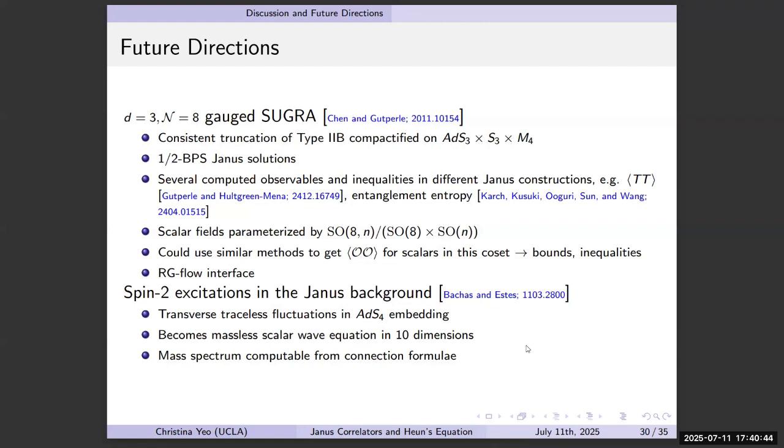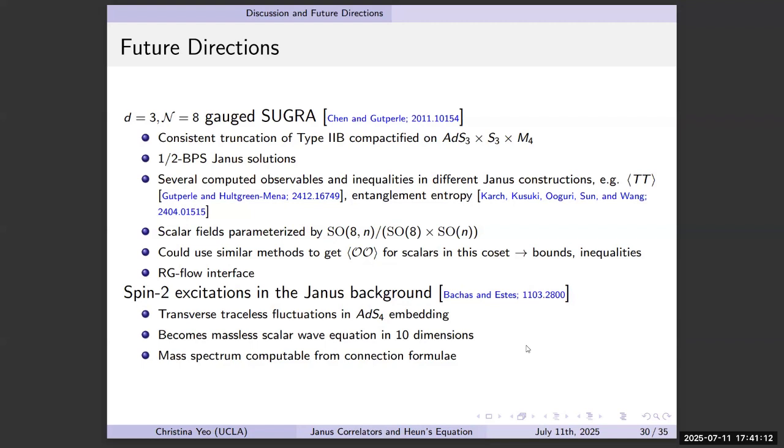The special thing about this solution is instead, unlike the solution that we looked at, it's an RG flow interface, so there will be a jump in the central charge of the CFTs on the boundary. And this you can think of as a flow between a UV CFT and an IR CFT on either side of the defect, and the slicing coordinate in the bulk is what creates the flow.